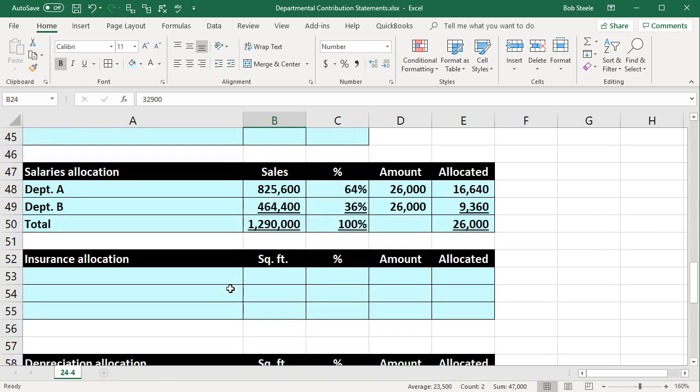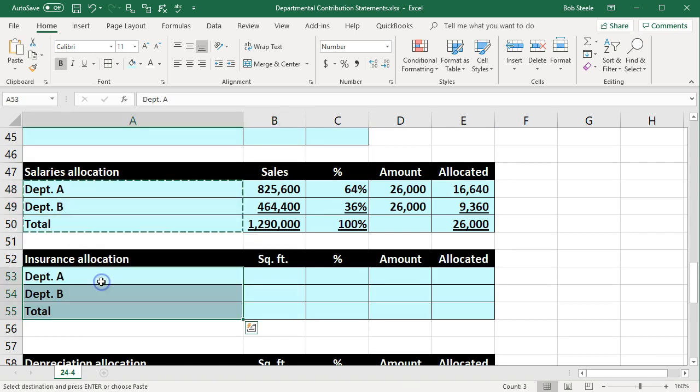Scrolling back down to another similar table, I'm just going to copy this data. It's going to be A and B. Now we're talking about insurance. We need the square footage, and we're just going to do the same kind of ratio analysis. Once you get this down, you'll see this all the time. It's a very useful tool.